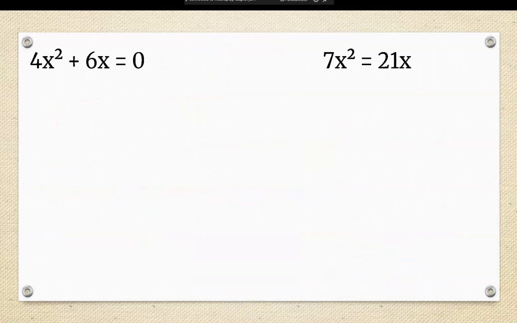All right, beautiful. Two more, and then a bonus question. All right, 4x squared plus 6x equals 0. First thing, is it equal to 0? Yeah, it is. I don't have to do anything with that.